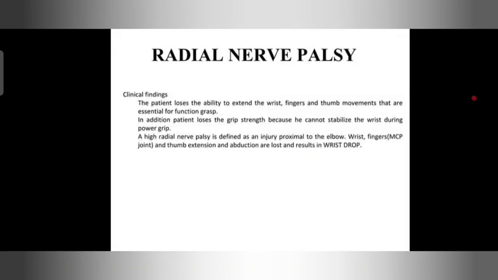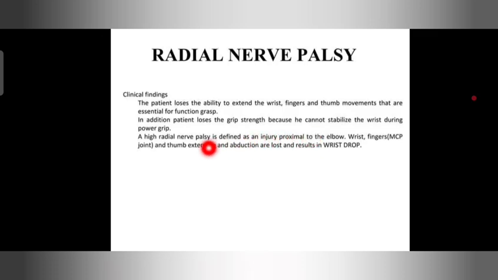Next is the clinical anatomy of the radial nerve, in which first is radial nerve palsy. The clinical findings of radial nerve palsy include that patients lose the ability to extend the wrist, fingers and thumb, movements that are essential for functional grasp. In addition, the patient loses grip strength because he cannot stabilize the wrist during power grip.